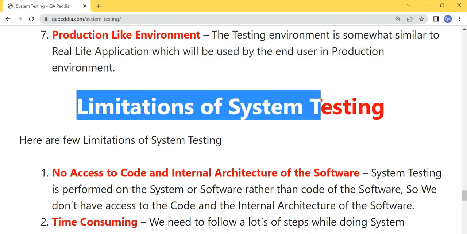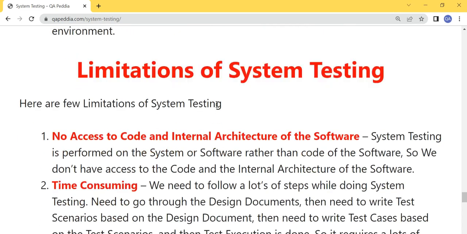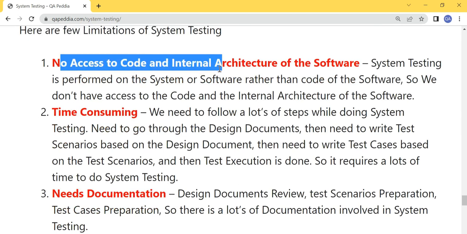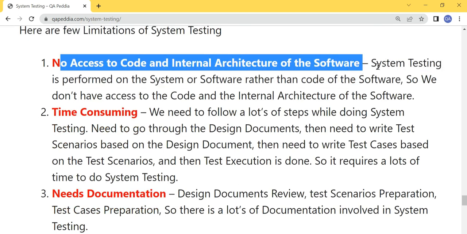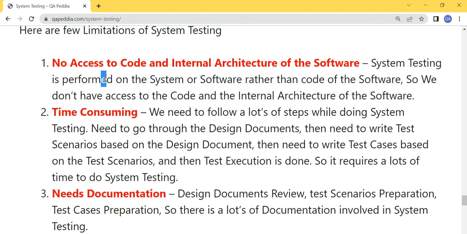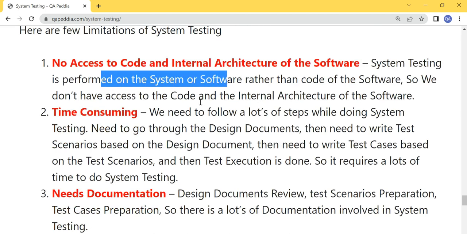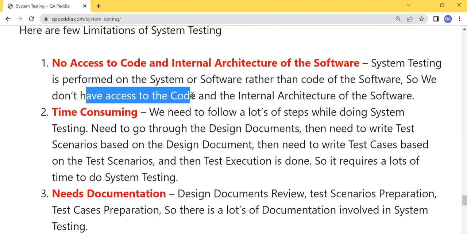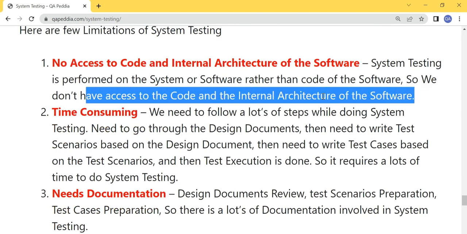Limitations of system testing. So here are a few limitations of system testing. We don't have access to the code or the internal architecture of the system. System testing is performed on the system or on the software rather than the code of the software. So we do not have access to the code and the internal architecture of the software.